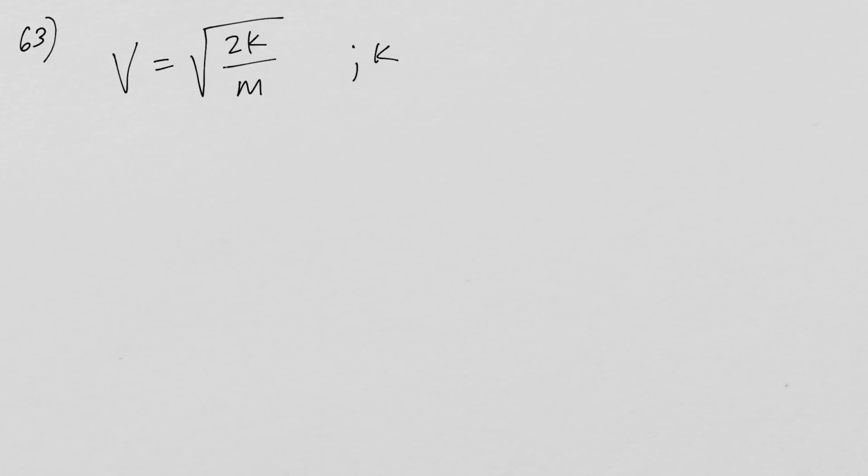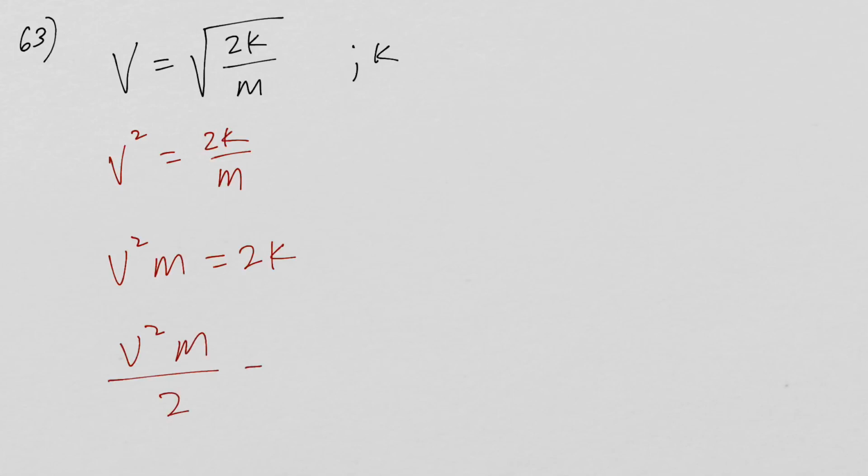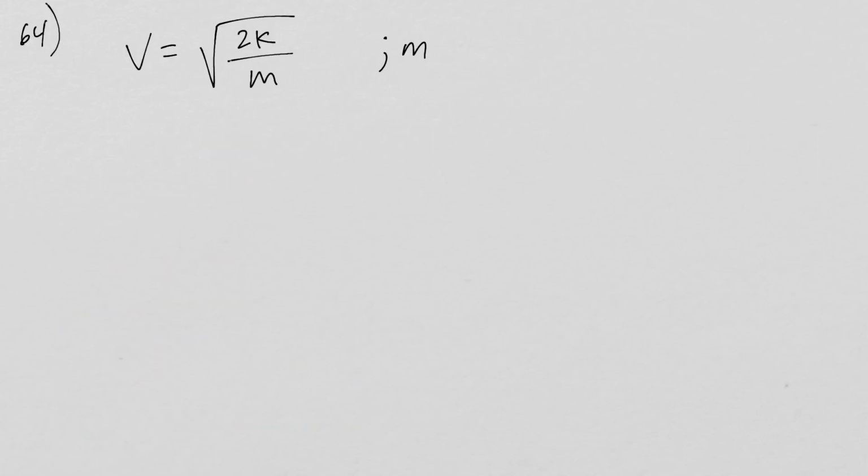Okay, when we solve this, I'm going to square both sides, and I'll get v squared is equal to 2k over m. And then I'm going to multiply each side by m. So v squared times m is equal to 2k. And I'll divide each side by 2. So v squared m over 2 is equal to k. And we're done.